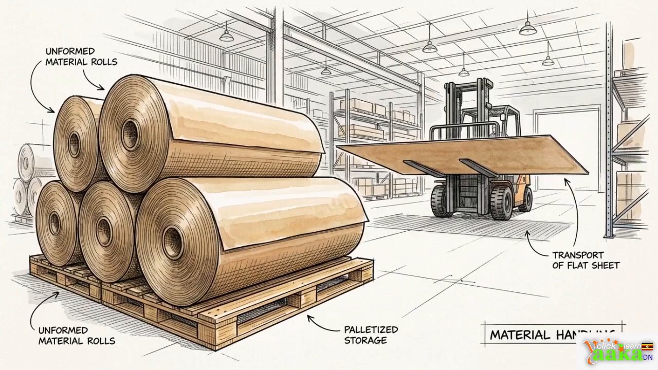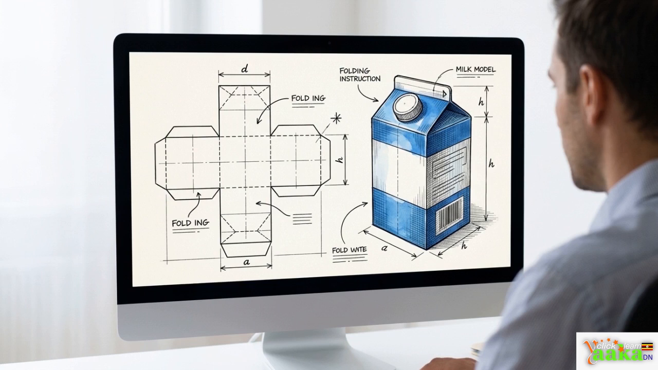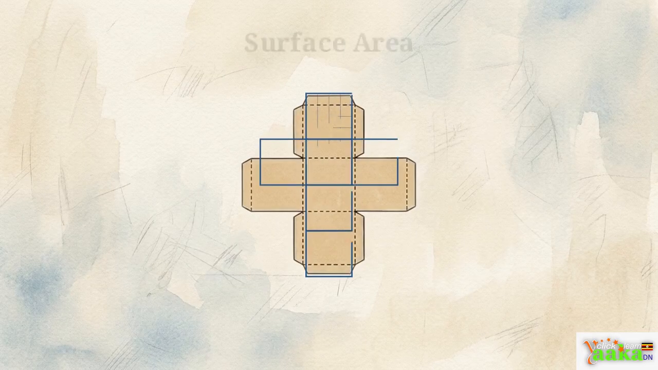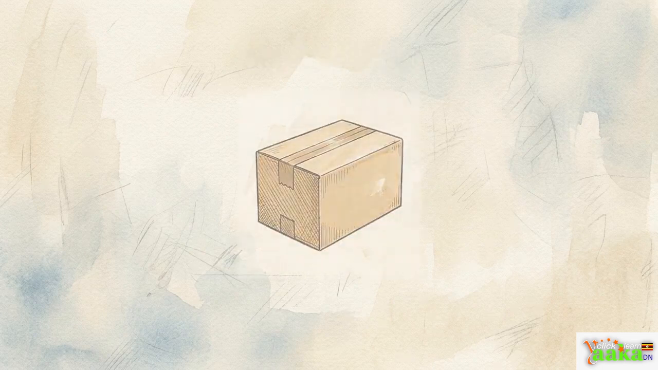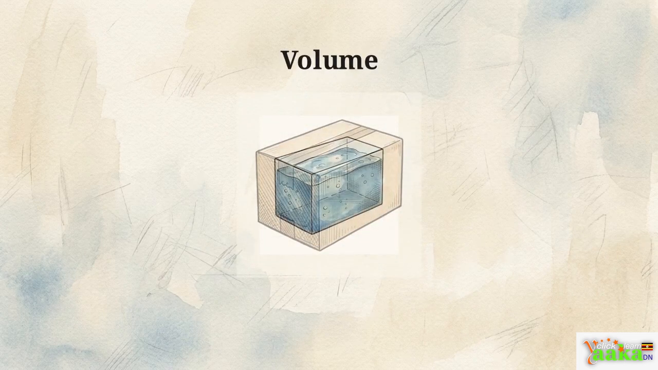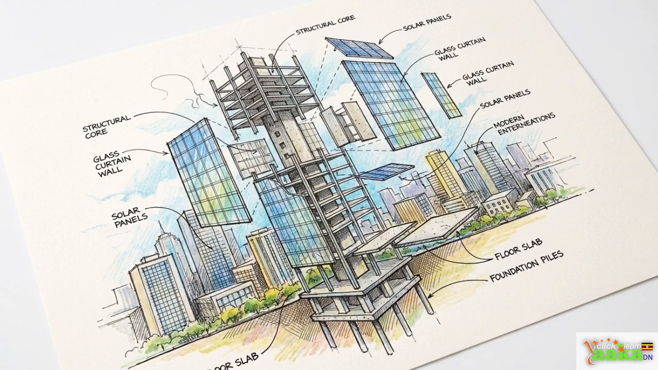This creates a specific challenge for manufacturers. They don't buy boxes, they buy two-dimensional materials. To avoid wasting cardboard or creating a carton that can't hold the right amount of milk, they have to calculate exactly how that flat surface will eventually take up space. This spatial puzzle scales up from household packaging to massive architecture.